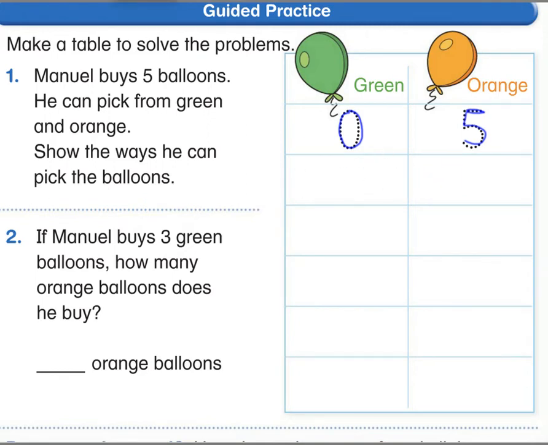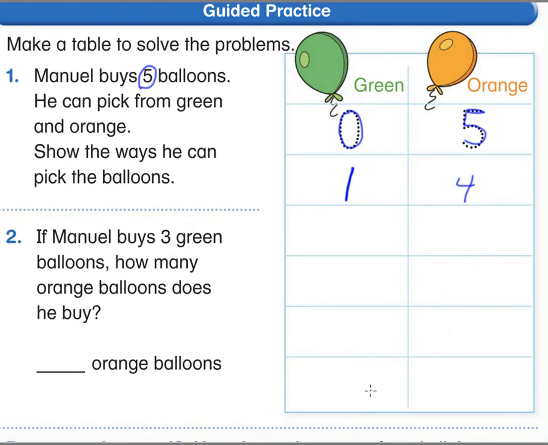Now let's do the first part of this chart together, and then I'm going to have you try it on your own. What if he wants to have 1 green balloon? How many orange balloons would he be allowed to have? Remember, our number has to total or equal 5. So 1 plus whatever number we put here has to equal 5. So if he has 1, he's allowed to have 4 orange balloons.